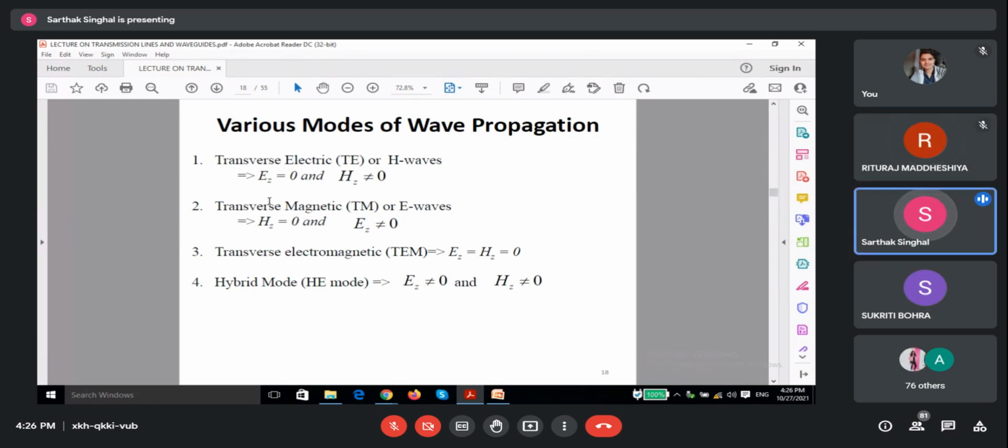So whenever anyone asks you what is a transverse electric mode or transverse electric wave, what will you say? That it is the wave, the mode, in which the electric field does not have any component in the direction of wave propagation. Okay?